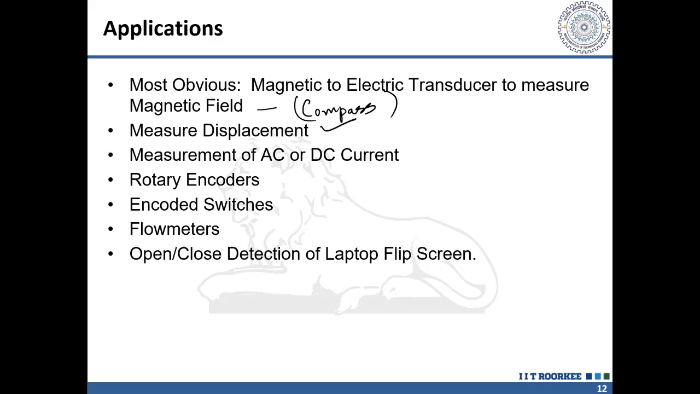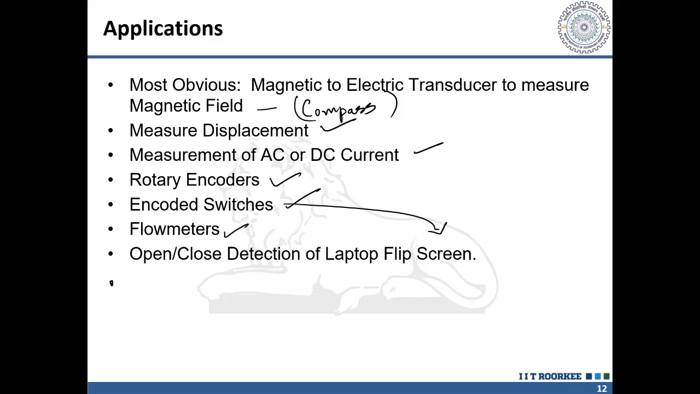The other thing you can do is to measure displacement, the measurement of AC or DC current. Rotary encoders. Rotary encoders is something that we have seen before. Rotary encoders can be used as counters, basically. Encoded switches. Hall effect sensors are very good switches. They can be, and this are pretty much related. Open close detection of laptop flip screen. So basically, the fact to check if your laptop is open or closed can be used. It is practically a switch, right?